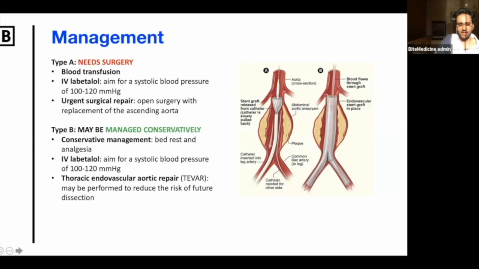IV labetalol, have that stuck in your heads right now. IV labetalol for both of these. So obviously labetalol is a beta blocker. It's given intravenously. We need to make sure that this patient actually doesn't become hypertensive.